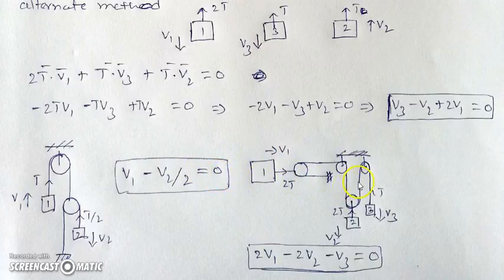Similarly, in this, let the tension in this string be T, so on this string it will be 2T, 2v1 with a plus sign. Here it will be 2v2 with a minus sign, opposite directions, and single time v1, v3 with a minus sign, equal to 0.